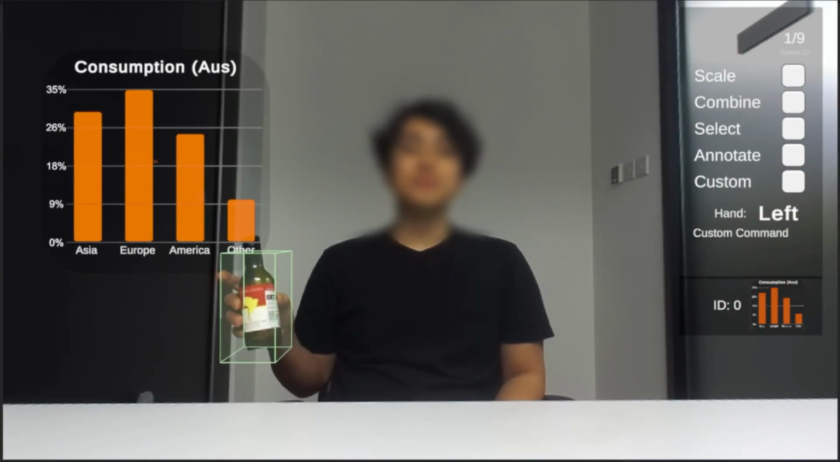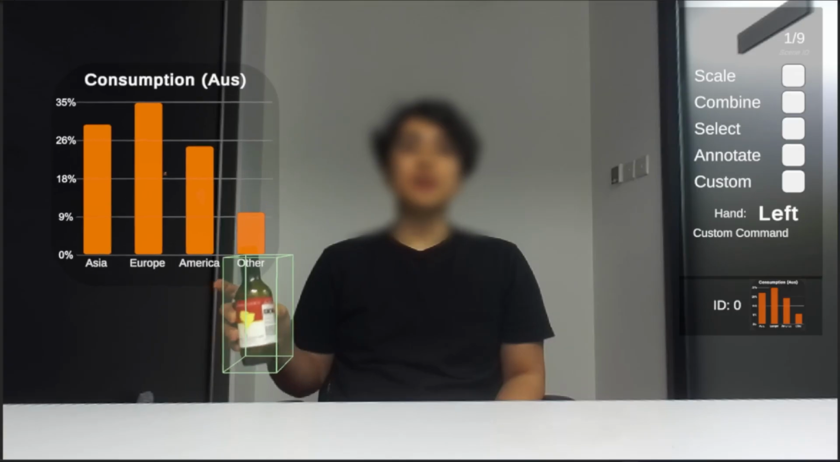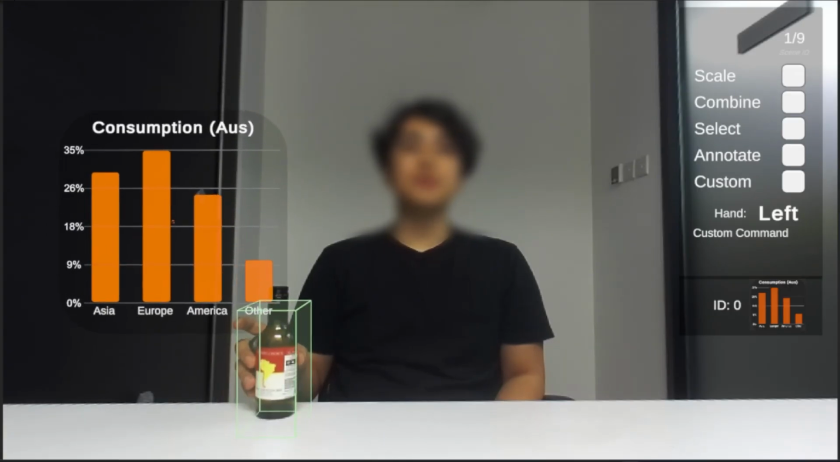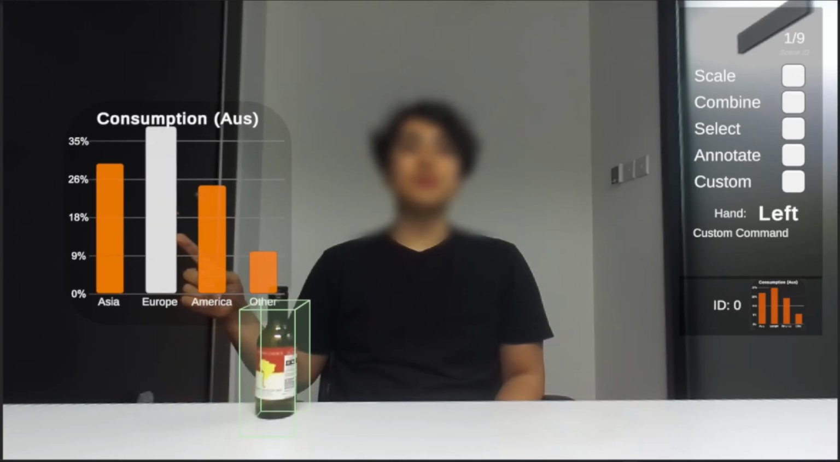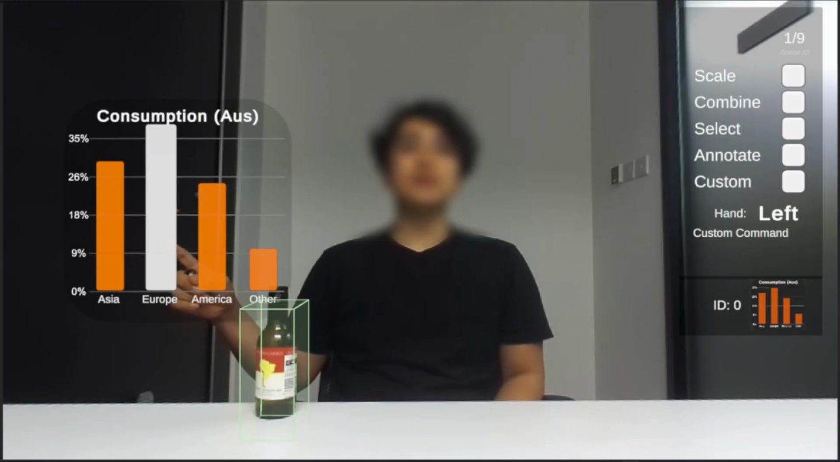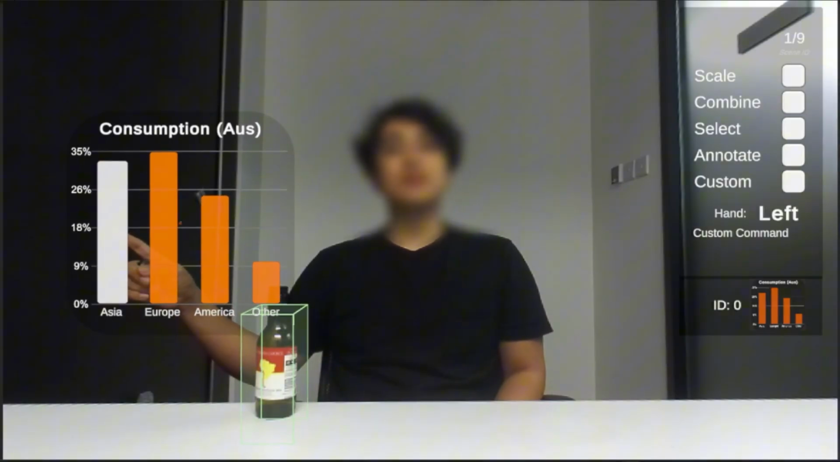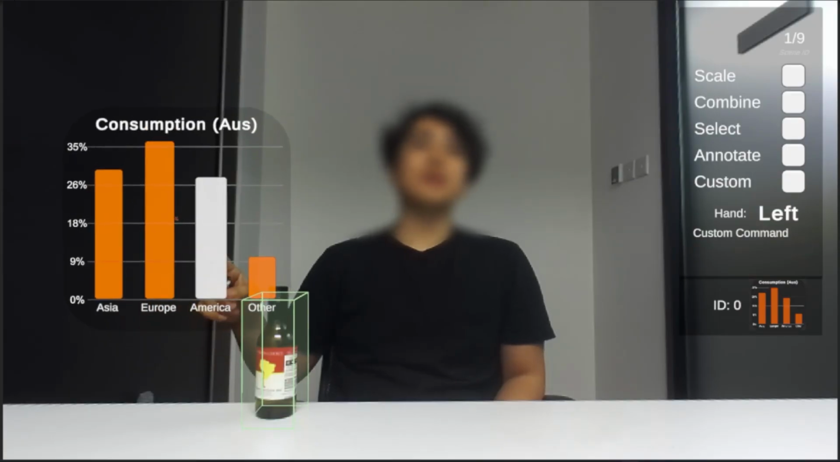Hello everyone, today I'll be talking about wine from two countries, Australia and Japan. Let's start with Australian wine. Here, we can see the consumption of Australian wine by region. Australian wine is most widely consumed in Europe, with Asia coming second, and then America.